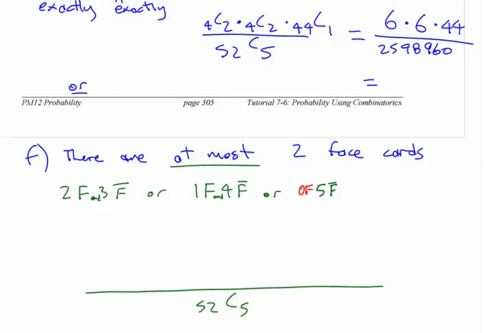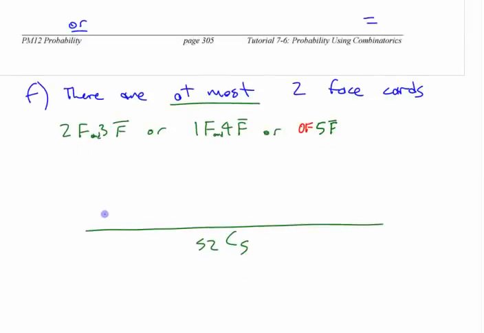If you want to work out all those possibilities, the first one, from the 12 face cards, you're choosing 2, and you got to multiply that by, from the 40 non-face cards, you're choosing 3. That's the first part. Or we got to have plus, or plus.